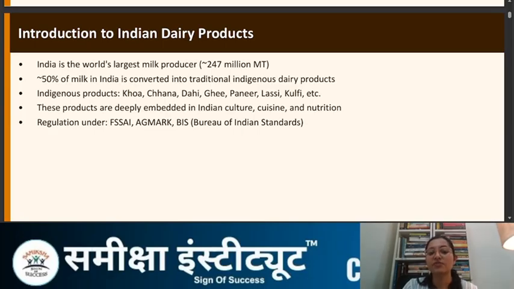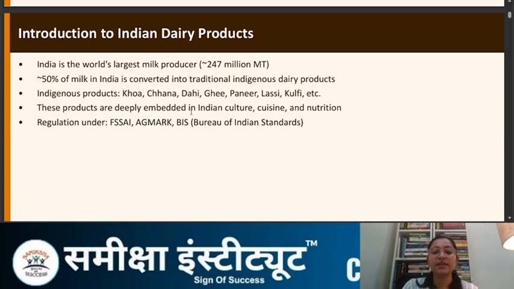We are very well versed with the production of different dairy products. For example, the ghee, dahi, all these products are well developed. Then depending on the area, different sweet meats. Sweet meats are basically the products which are sweet in nature and are produced from the dairy products. So the indigenous products: khoya, chhana, then dahi, ghee, paneer, lassi, kulfi, etc. All these are the indigenous products that are developed in India.